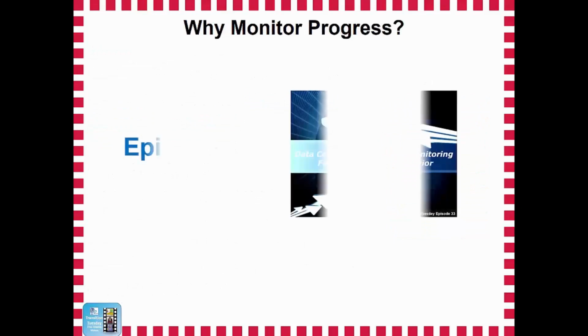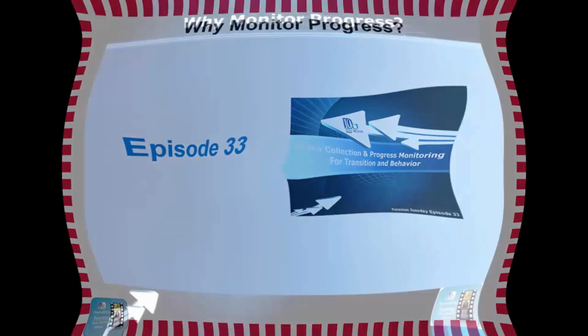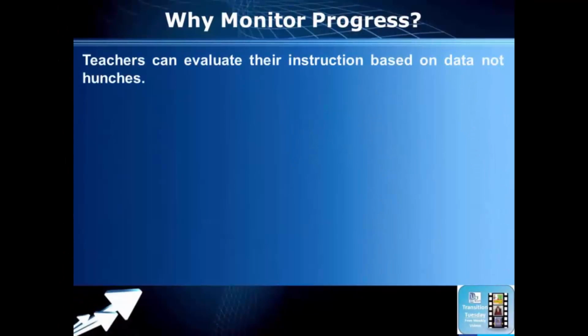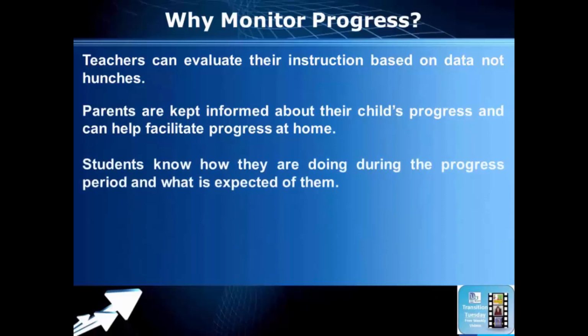Let's look back at episode 33 for some important reasons on why to monitor progress. The reasons that progress should be monitored are: teachers can evaluate their instruction based on data, not hunches. Parents are kept informed about their child's progress and can help facilitate progress at home. Students know how they are doing during the progress period and what is expected of them.